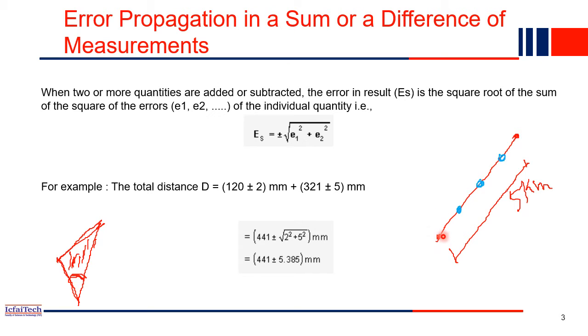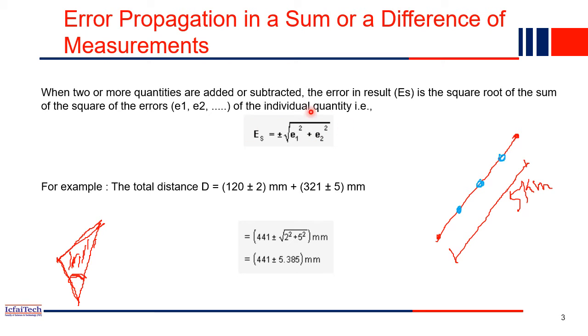As we discussed earlier also, each distance will be associated with errors. So the error also will be summing up, and how this error will be propagating, we will see in this slide. When two or more quantities are added or subtracted, depending on the operations, the error in the result E is the square root of the sum of the squares of the errors. E1, E2 are the individual errors. Here this measurement has error E1, and this measurement has E2. Like that, if you have errors in multiple measurements, then the net error E in the total line will be plus minus root of E1 square plus E2 square.